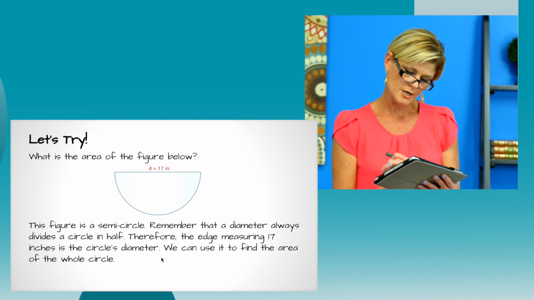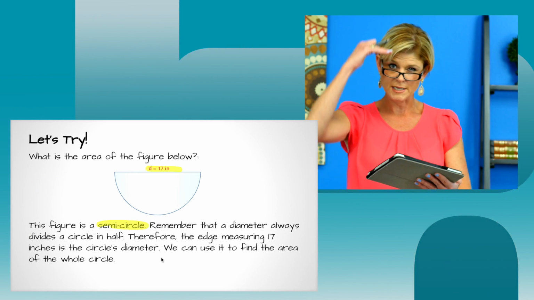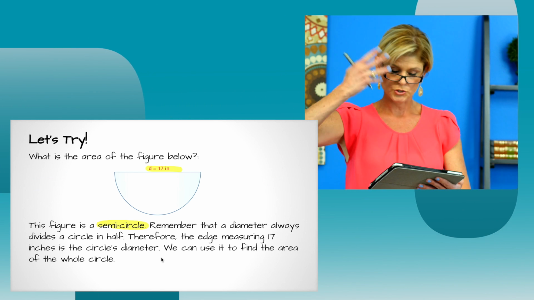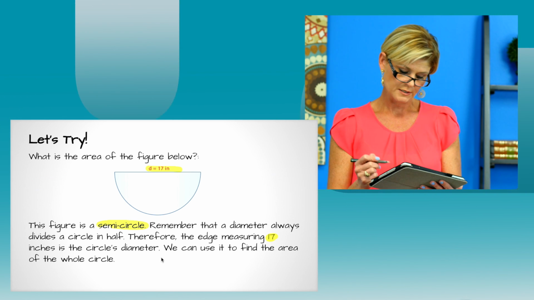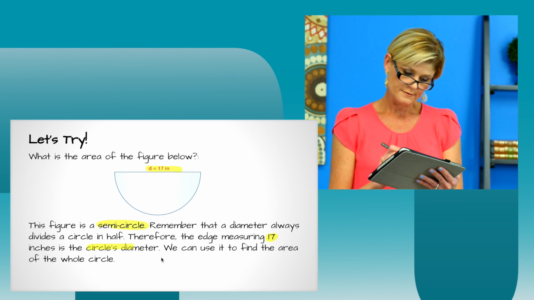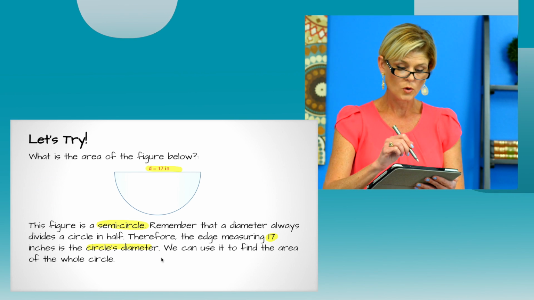We're given the diameter as being 17 inches. So this figure is what? It's a semicircle. It's half a circle. Remember, the diameter is always going to divide your circle into two pieces, or in half. So therefore, the edge that's measuring 17 inches is still going to be the circle's diameter, and we can use it to find the area of the whole circle.